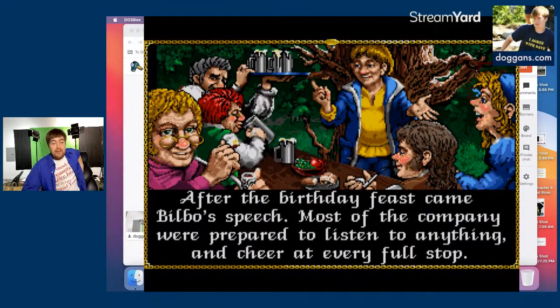After the birthday feast came Bilbo's speech. Most of the company were prepared to listen to anything and cheer at every full stop.